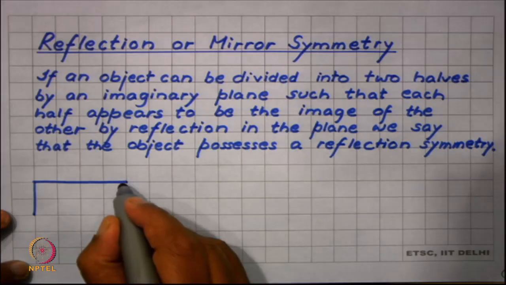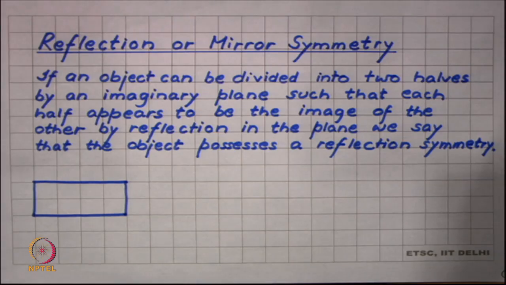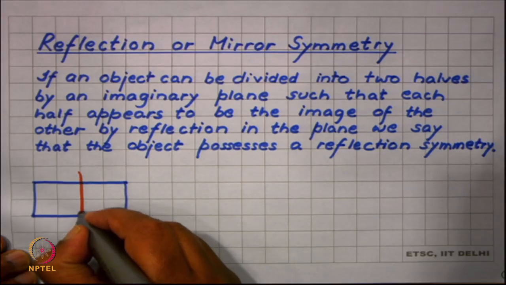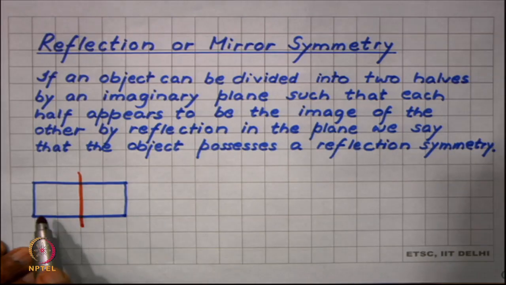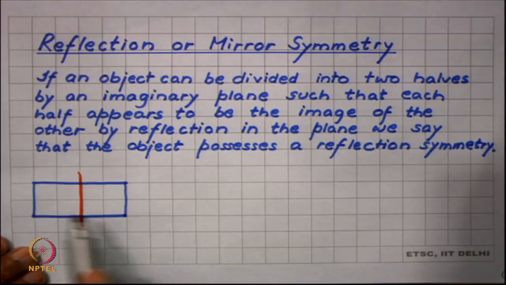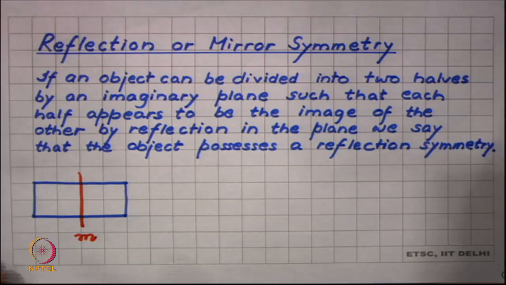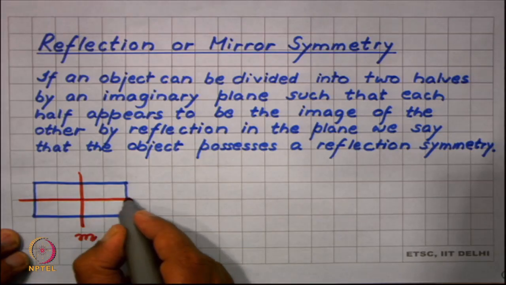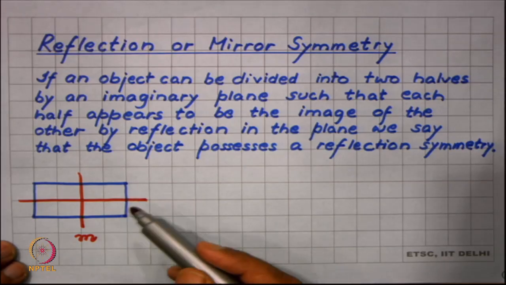Our rectangle, and if I divide this rectangle into two halves with this vertical plane, then we can see that the left half and the right half can be imagined to be mirror images in this red plane. So, the red plane is a mirror symmetry of the rectangle. So, it has a vertical mirror plane. It also has a horizontal mirror plane here, because the top half and the bottom half are mirror images of each other.